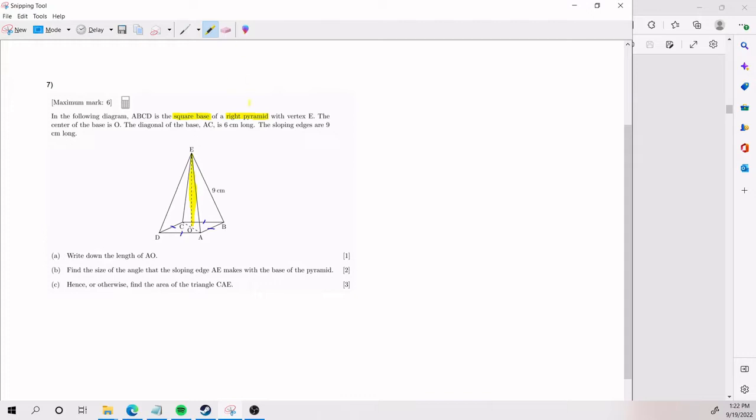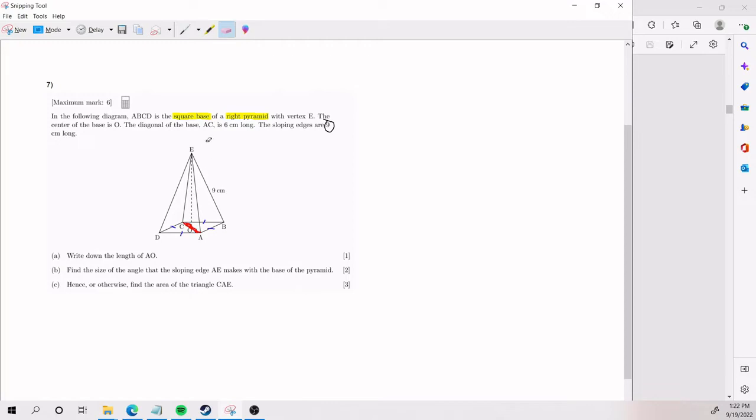All right. The center of the base is O. That is this point right here. And the diagonal of the base, AC, which I will draw in red, is 6 centimeters long. So that guy there is 6 centimeters. And the sloping edges, which I will draw in, let's say, black, are 9 centimeters long. So that is this line here, this line here, this line here, this line here. All of those are 9 centimeters long.